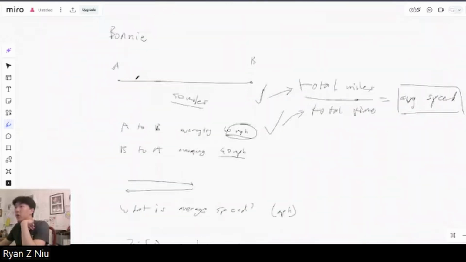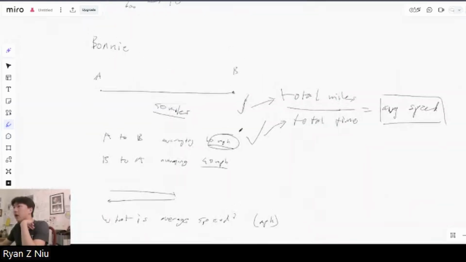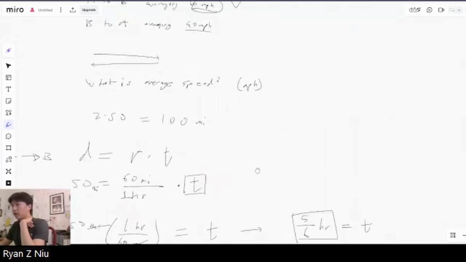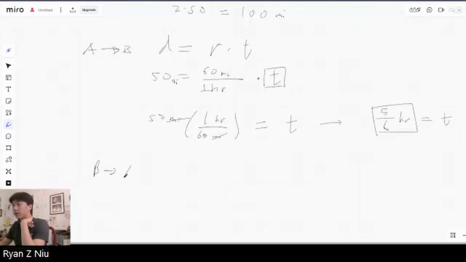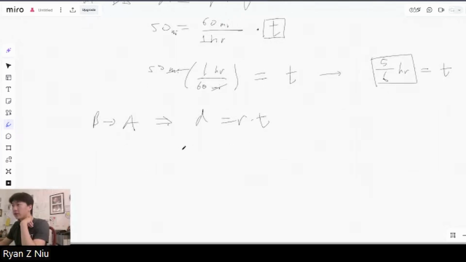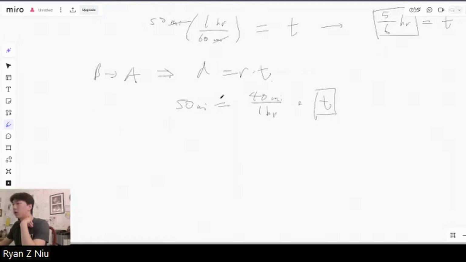Well, that's just one part of the journey, right? So from here to here, it takes us this much time. Now we have to find how long it takes from here to here, and then we can add those two numbers together, and that'll give us the total time that we need. So from B to A, it's the same exact process, and we just get D equals RT. So our distance here is still 50 miles, except now our rate is 40 miles per 1 hour. And then again, we have a t. This is what we're solving for. We move things around.